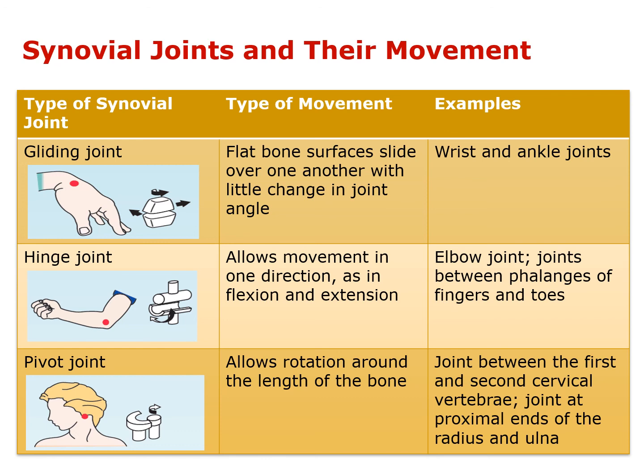A pivot joint allows rotation around the length of the bone. Pivot joints are for rotation. The joint between the first and second cervical vertebrae, your atlas and axis, and the joint at the proximal ends of the radius and ulna, or proximal ends up here.